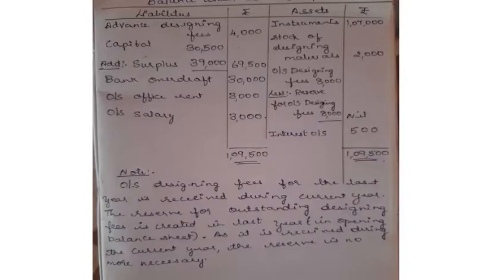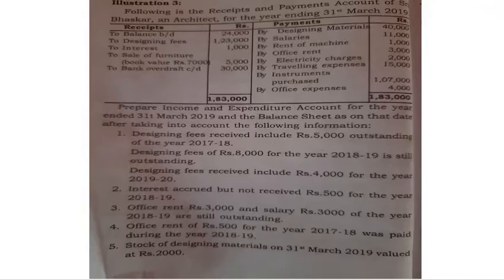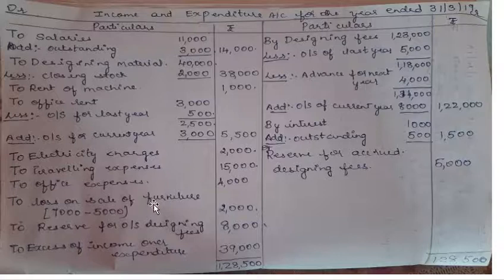Okay, we will go for the next concept. After interest, sale of furniture: you have to write the profit or loss amount only. Say the book value is 7000, sold at 5000, so 7 minus 5 means 2000 amount is a loss. So here I have written loss on sale of furniture 2000 rupees.